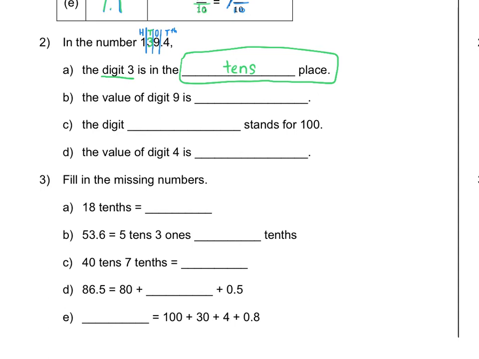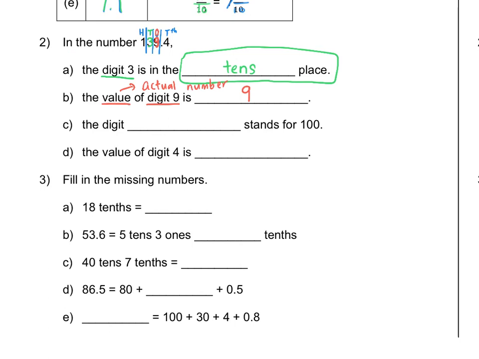Let's go on to part B. The value of digit 9 is what? So we focus on digit 9. Value means they are asking for the actual number. So we know that digit 9 is 9 ones. So how do we write 9 ones as a number? What is the value, the actual number? It is simply 9.